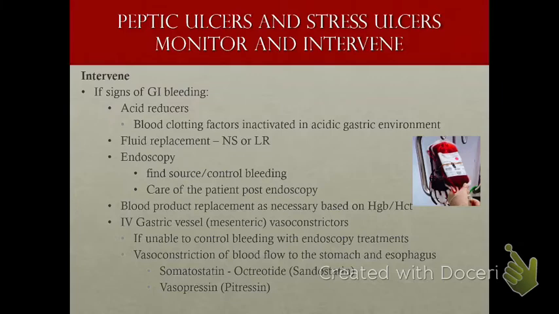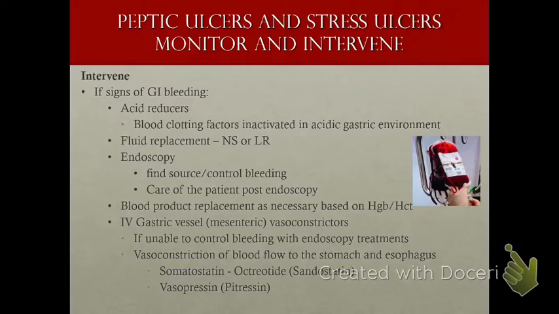The reason being is that clotting factors don't work in a pH of 2 to 3, or even 4, or even 5. Your clotting factors need a normal pH to work. So bleeds in the stomach don't stop unless you basically knock your acid production way down. Bleeds in the stomach are very hard to stop because your clotting factors don't work. Fluid replacement, obviously, if you're bleeding from anywhere, we're going to do fluid replacement, possibly blood replacement if necessary.